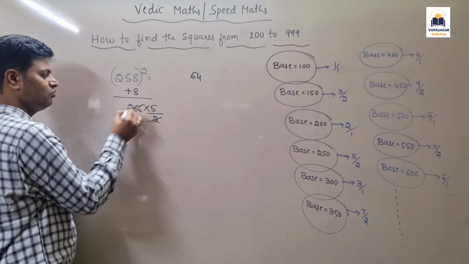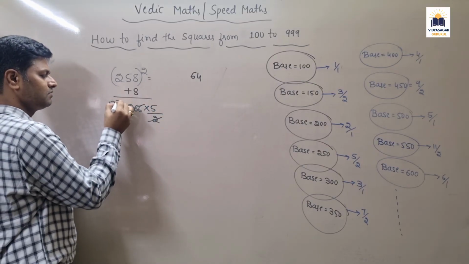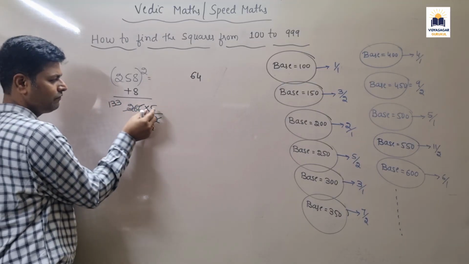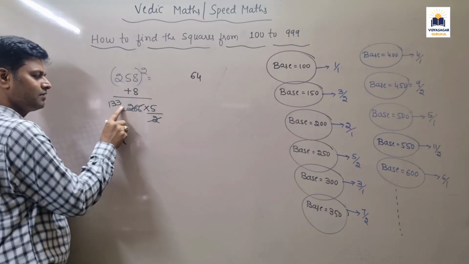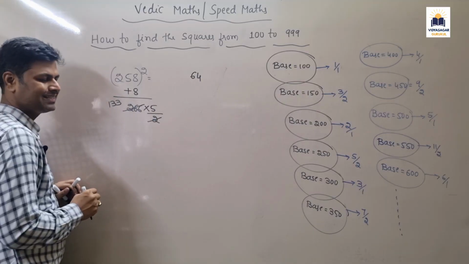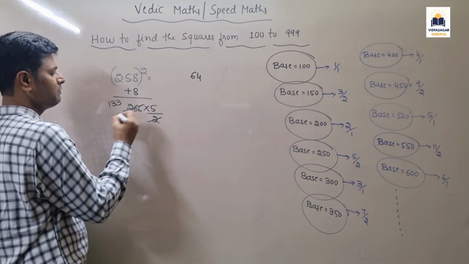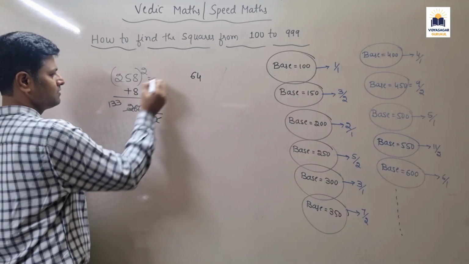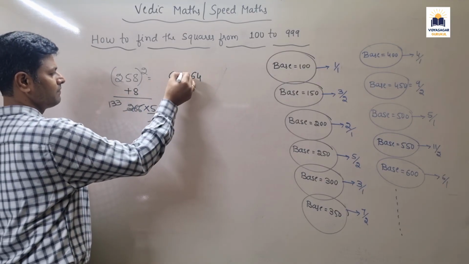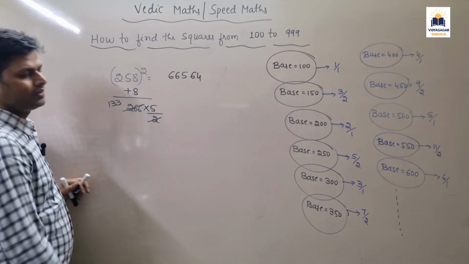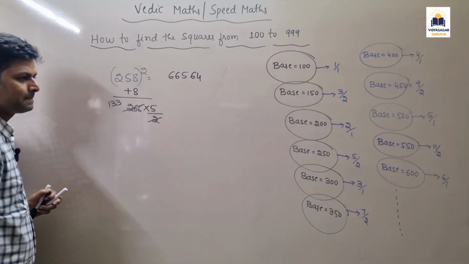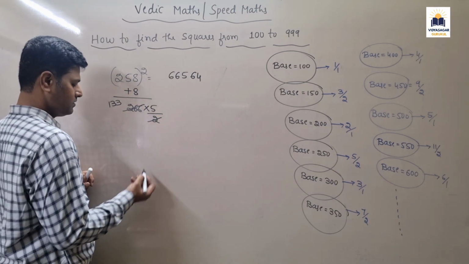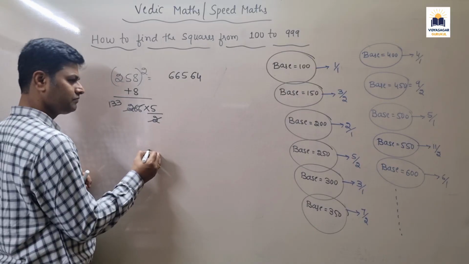So 2 ones are 2, 133 times. 13 into 5 means it is 130 into 5, so it is 650. 3 into 5, 15. 650 plus 15, so it will be how much? 665. Okay. So now there is one more example. I'll take the nearest value.